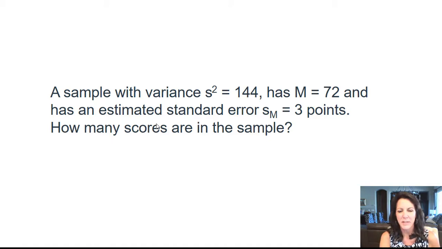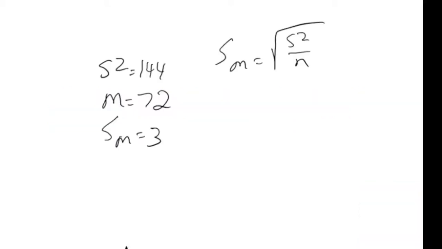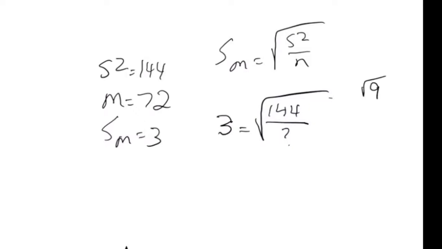So now the unknown is the number of scores. We can use the same process to figure it out. I have all the information here that we need, so I'm going to start plugging in. I know my standard error is 3, and I know that's going to be equal to the square root of 144 divided by some n that we don't know. That's the unknown. So my question to you first is, what needs to be under the square root symbol to be equal to 3? Well, that's going to have to be the square root of 9.